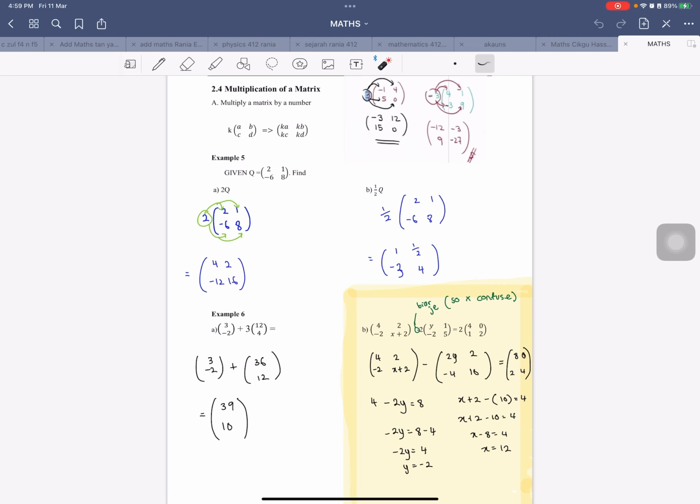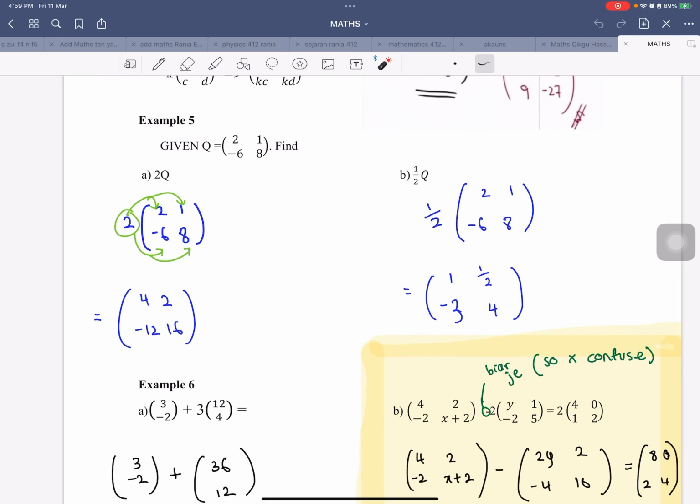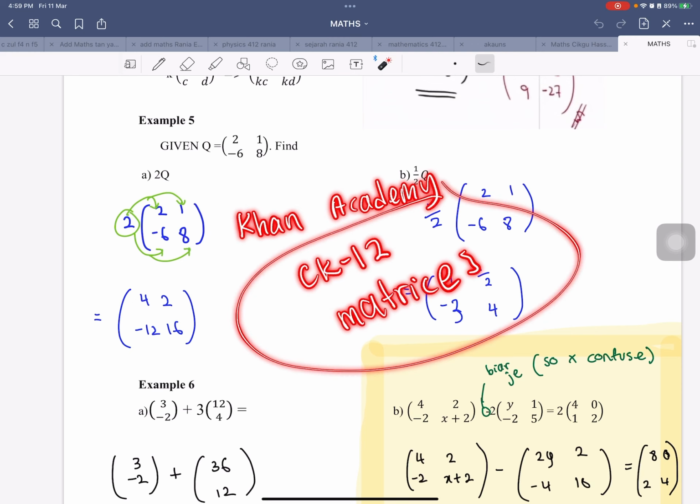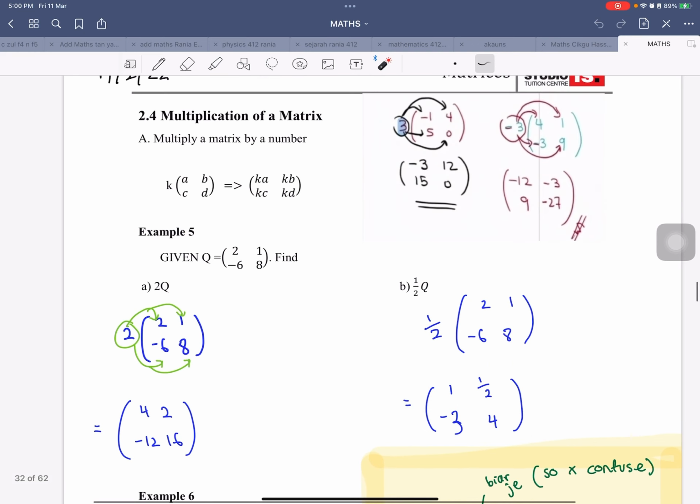Okay, I hope you guys understand at a rough level at the very least up till this point. But trust me guys, matrices are quite alright. If you guys still have problems, or want more exercises, you can check out Khan Academy, or you can also search up CK12 Matrices. There will be many exercises there for you to do. Okay, so where are we at?